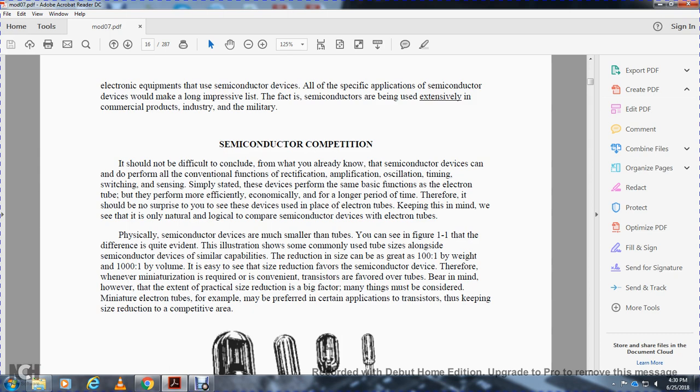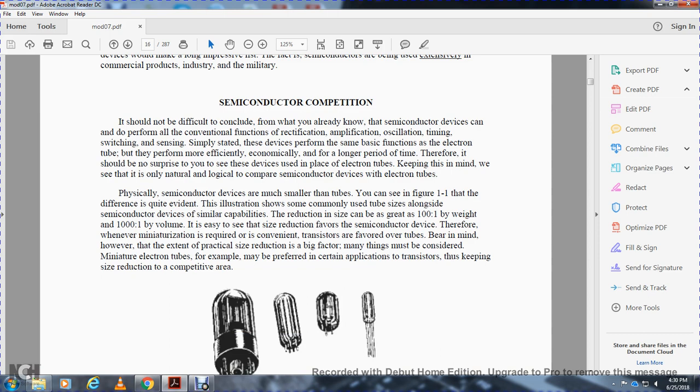Keep in mind that it is only natural to compare semiconductor devices with electron tubes. Physically, semiconductor devices are much smaller than tubes. You can see in Figure 1.1 that the difference is quite evident. The illustration shows commonly used tube sizes alongside semiconductor devices. The size reduction can be as great as 100 to 1 by weight and 1000 to 1 by volume. Therefore, whenever miniaturization is required or convenient, transistors are favored over tubes.